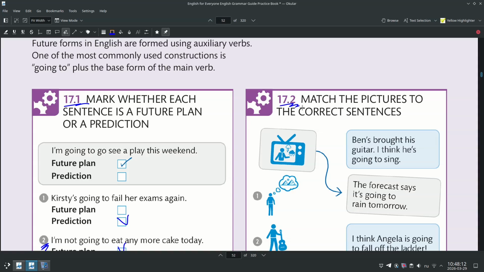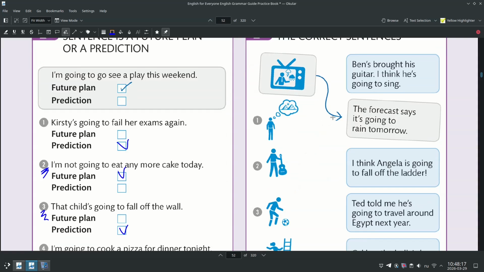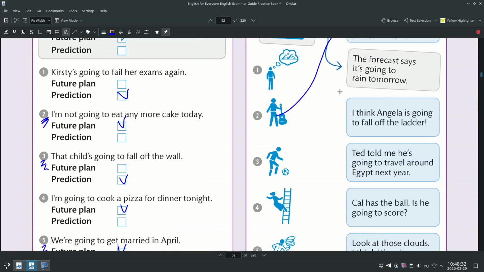17.2. Match the pictures to the correct sentences. So, Ben's brought his guitar. I think he's going to sing. Number 2. I think Angela is going to fall off the ladder. Number 4. Dad told me he's going to travel around Egypt next year. Number 1.